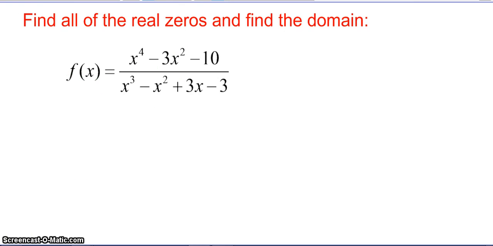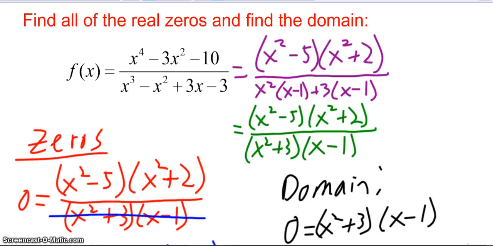Okay, let's go on to the next example. So here we want to find all of the zeros, or I'm sorry, all of the real zeros, and find the domain of the function. So again, pause the video and try and do that, and then unpause it when you're ready to check your answer. Okay, so hopefully I did my math correctly. But first thing, I'm going to try and factor this entire rational function.